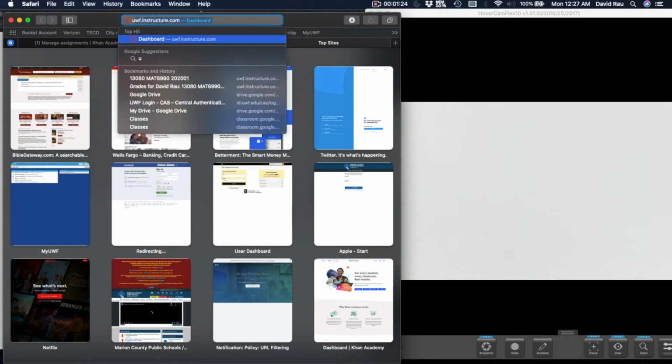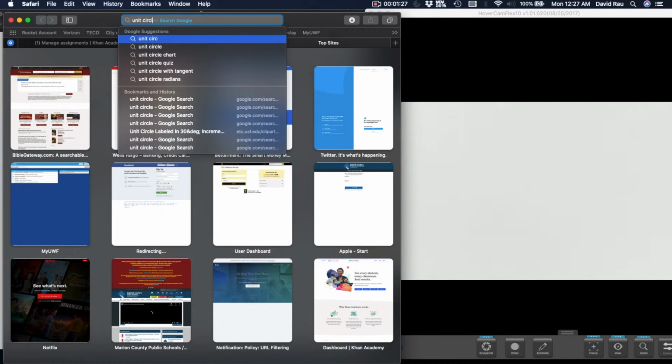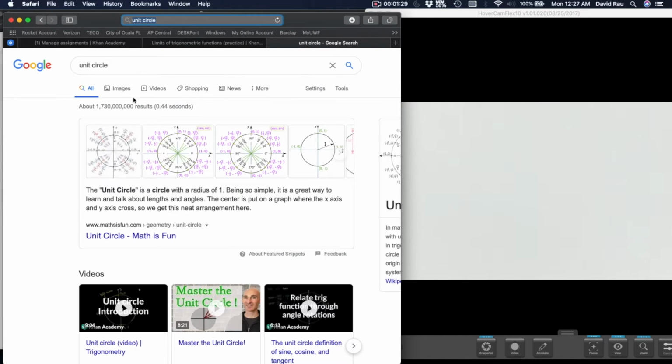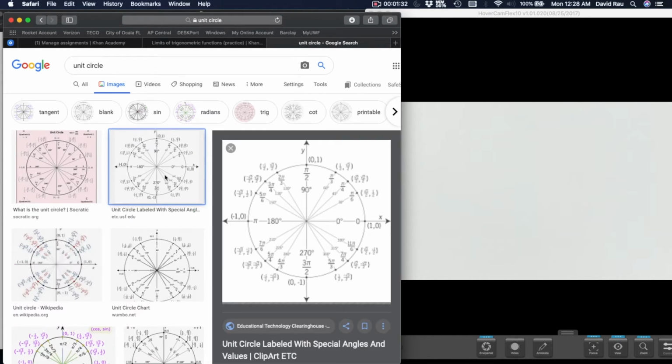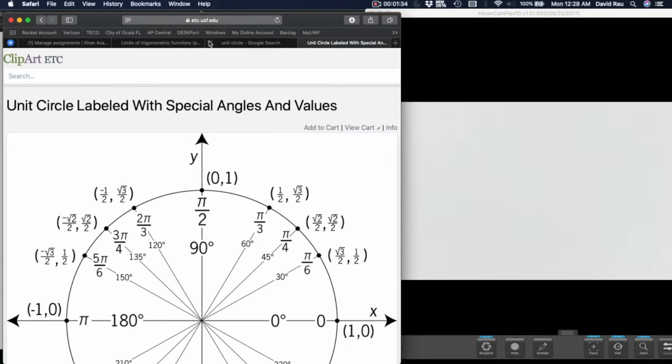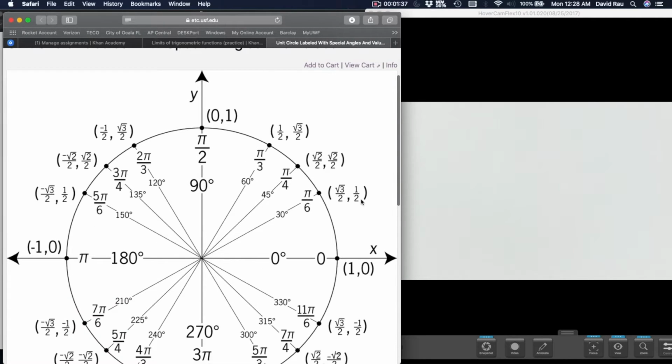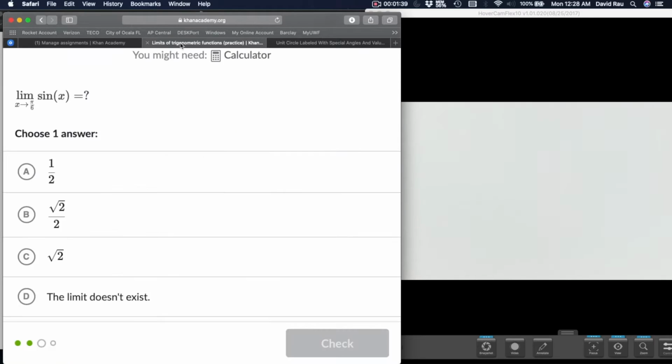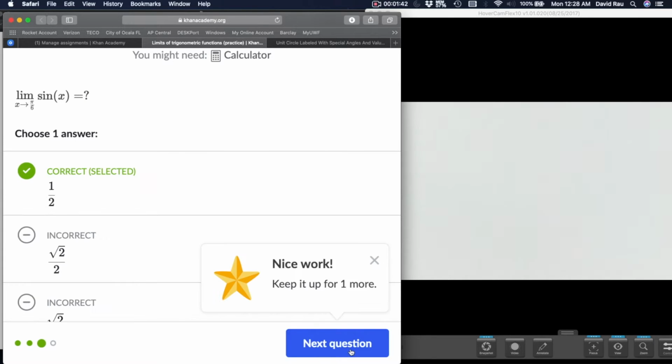I guess I'll pull one up. Should have had that beforehand, but oh well. Okay, so at pi over 6 you can see the y value is 1/2, but hopefully you had that memorized and you were good to go.